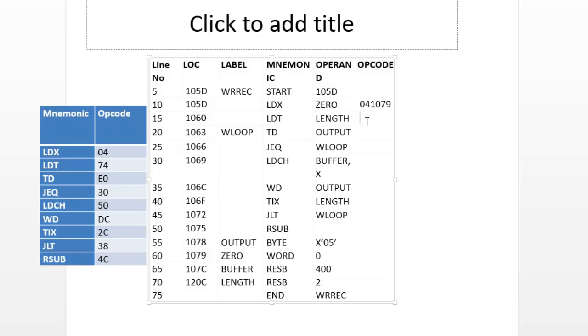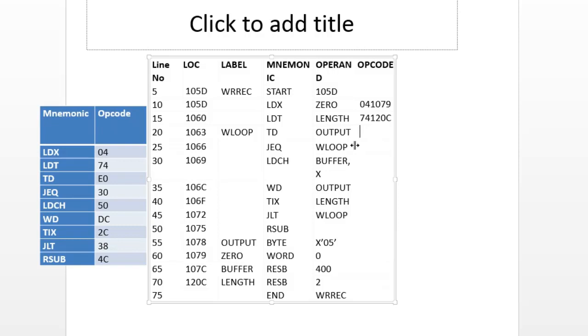Let us take up the instruction at line number 15. Mnemonic is LDT. Its equivalent opcode is 74, so take 74 here. Find the address of LENGTH. LENGTH is defined at the address 120C. So LDT LENGTH is equivalent to 74120C.